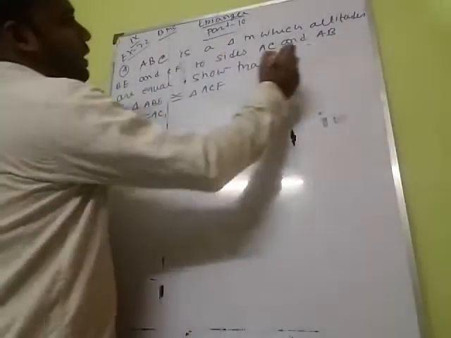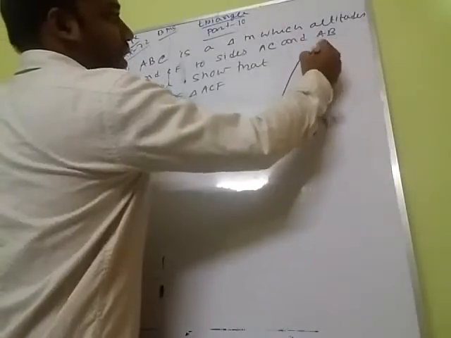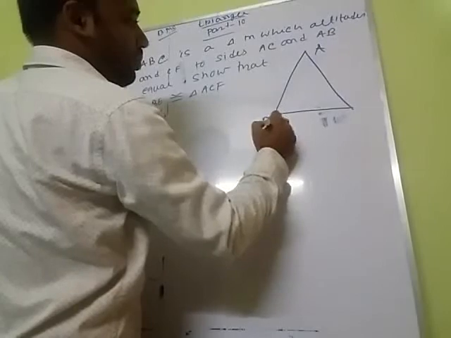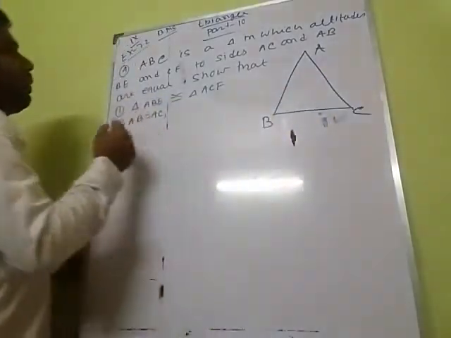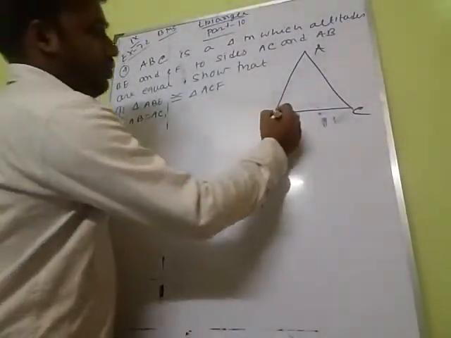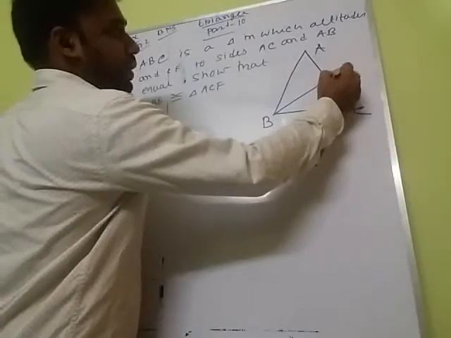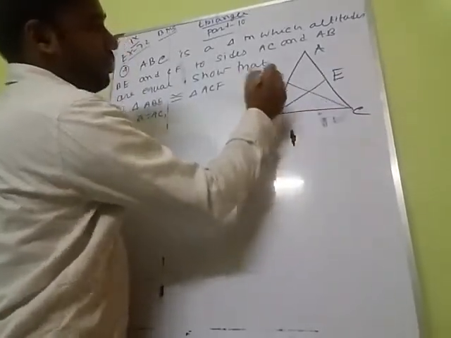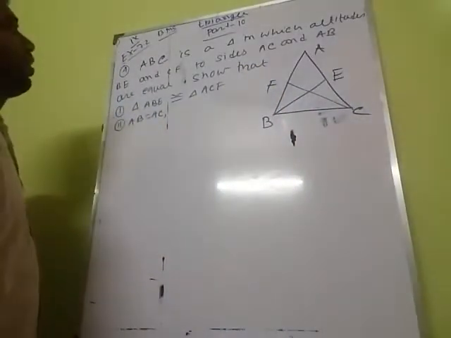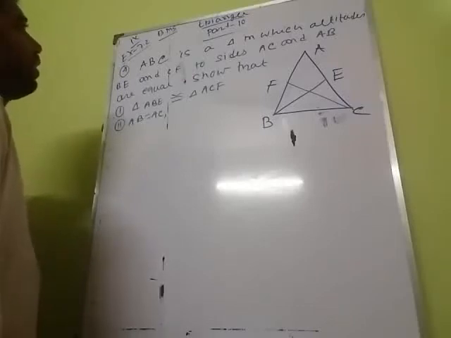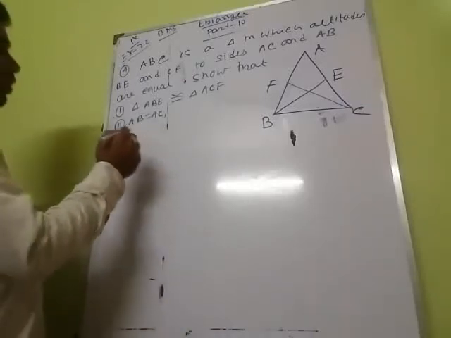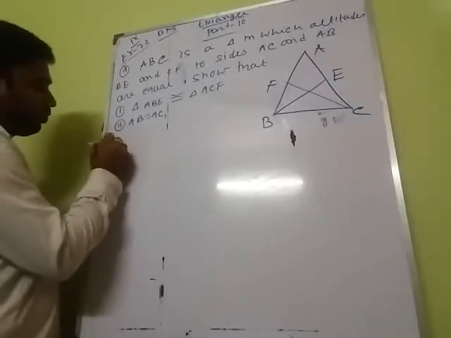So according to the question, ABC is a triangle, and BE and CF are two altitudes on the sides AC and AB. It is given that they are equal. So, first proof.